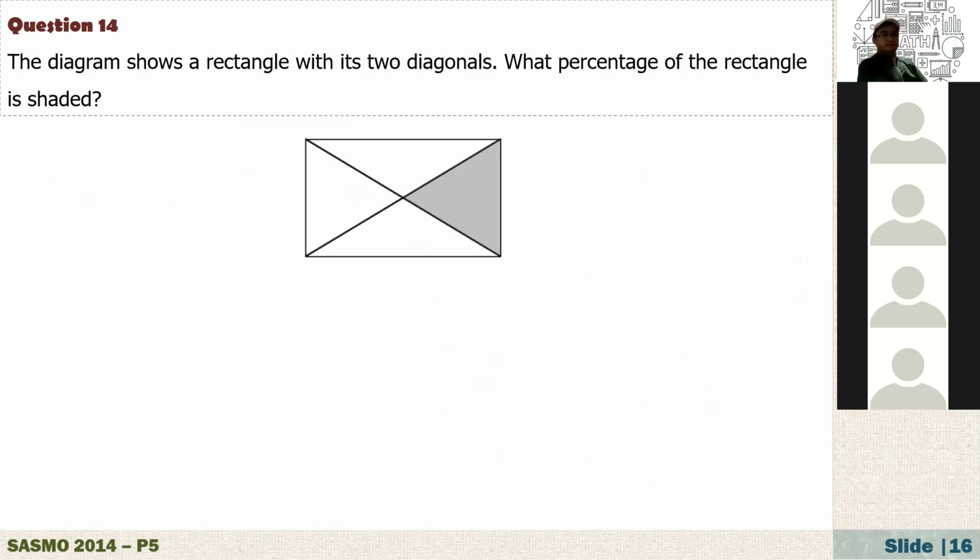The diagram shows a rectangle with its two diagonals. What percentage of the rectangle is shaded?